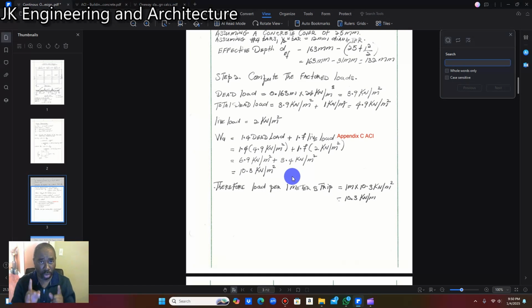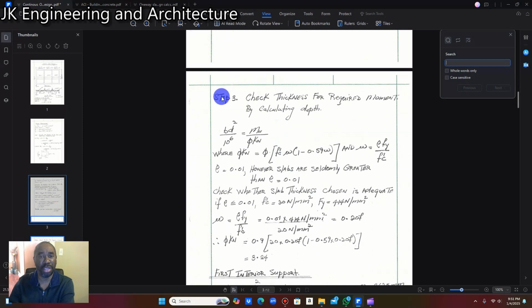All right, but because we're designing a 1 meter strip, therefore load per meter strip is 1 meter times 10.3 kilonewtons per meter square, right? Because we are designing 1 meter. So it's going to be 1 meter times 10.3 kilonewtons per meter square, and that works out to be 10.3 kilonewtons per meter. Okay, you see the difference? Kilonewtons per meter square as against kilonewtons per meter. So when we times meter into meter square, we're going to end up with meter. All right, so that is where we get this 10.3 kilonewtons per meter from. All right, let's move on.